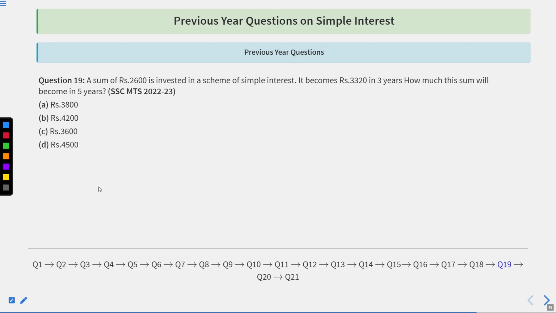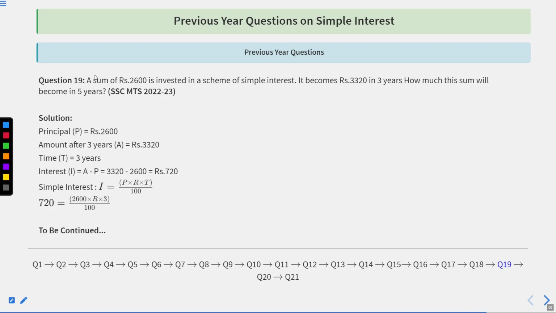Question number 19. A sum of rupees 2600 is invested in a scheme of simple interest. It becomes 3,320 rupees in 3 years. How much will this sum become in 5 years? So let us have a look over the solution.